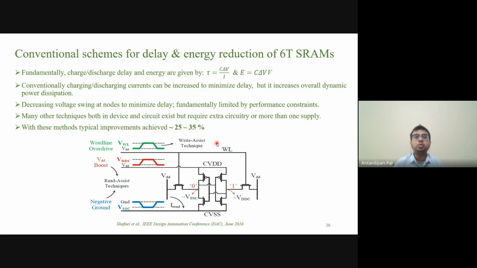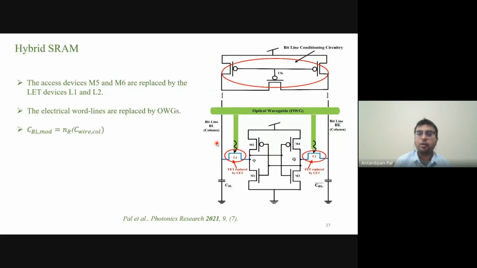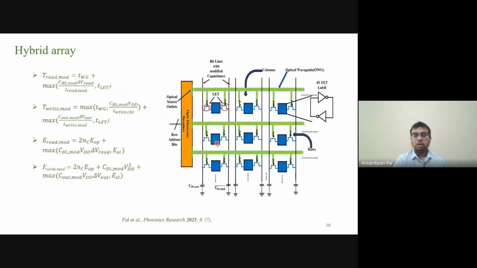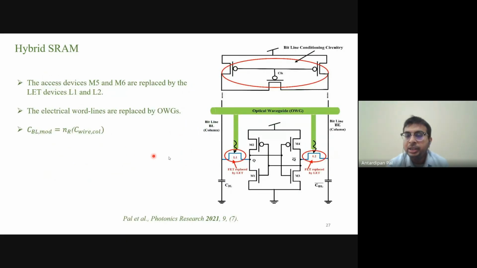So we have to do something very disruptive, totally out of the box, which can do something crazy. Now, this is our proposal, the hybrid SRAM. What we did was replace the access devices with the LET, the light effect transistor. Since LETs are not electrically controlled devices, we need to shine light on them to make them operate. So we placed an optical waveguide here. Forget about the electrical wire. Trash it. We used an optical waveguide. How does it help? We will come to that.